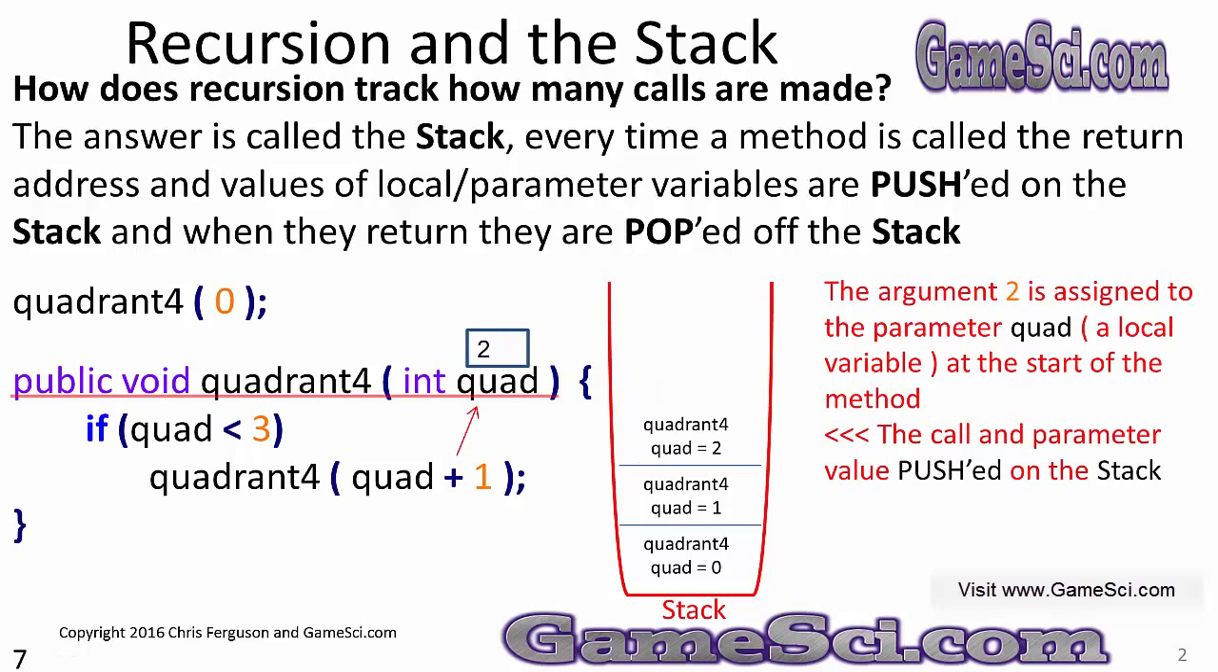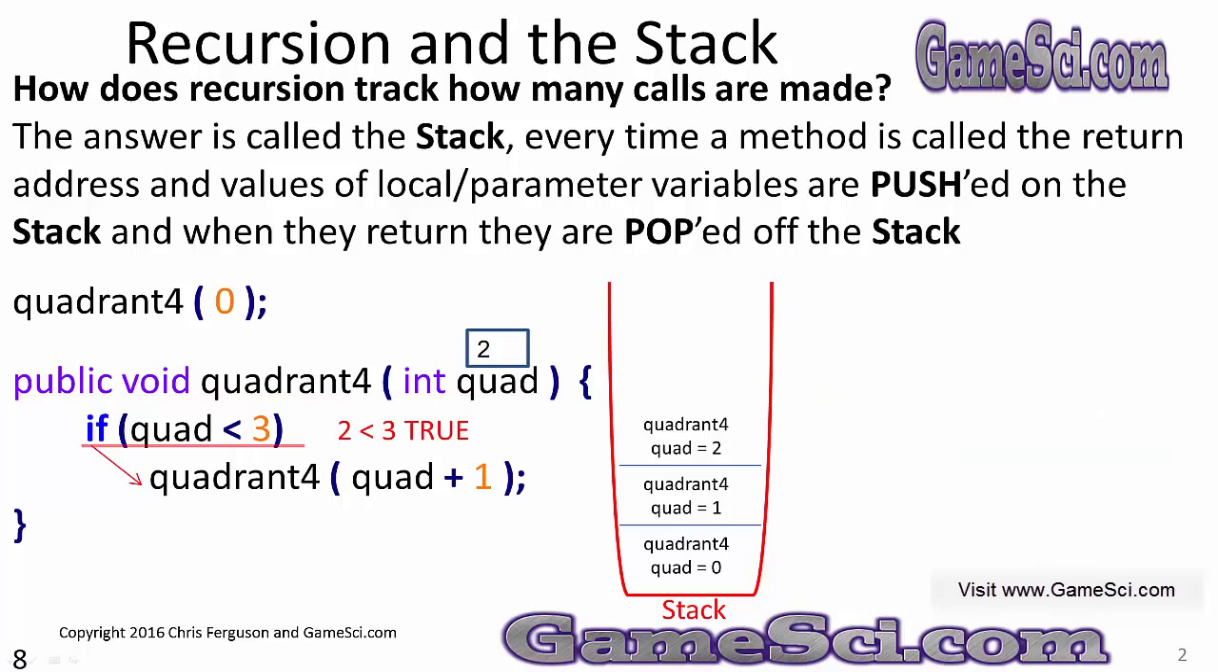So we come into the method again, Quadrant 4, with quad equal to 2. Argument 2 is assigned to the parameter quad at the start of the method. You again see the call to Quadrant 4 is pushed onto the stack, and the value of the parameter this time, which is 2, is pushed onto the stack. This is telling us that there are 3 executions of Quadrant 4 outstanding at this point. 2 less than 3 is very much a true statement.